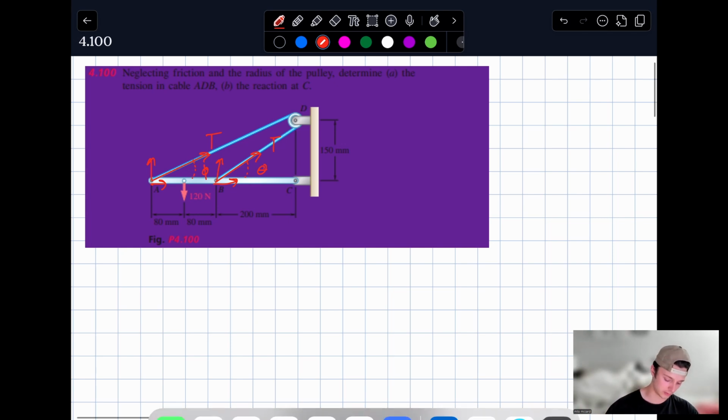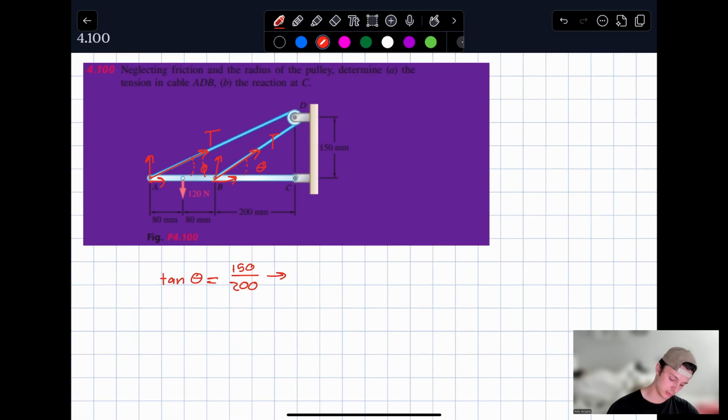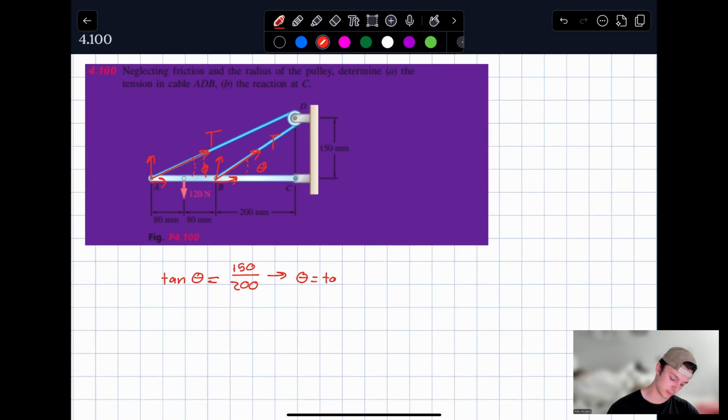To find theta, we're going to use the tangent function. It's going to be opposite over adjacent. So the tangent of theta equals opposite over adjacent, that's going to be 150 millimeters divided by 200 millimeters. And so with that, theta equals tangent inverse of 150 over 200, which comes out to be 36.869 degrees.